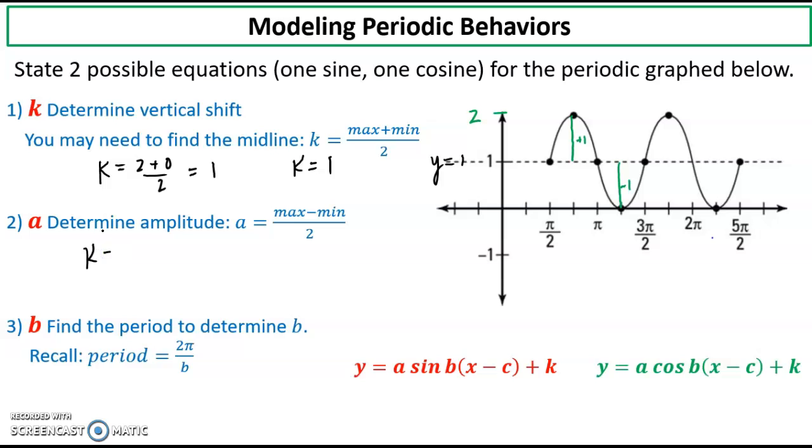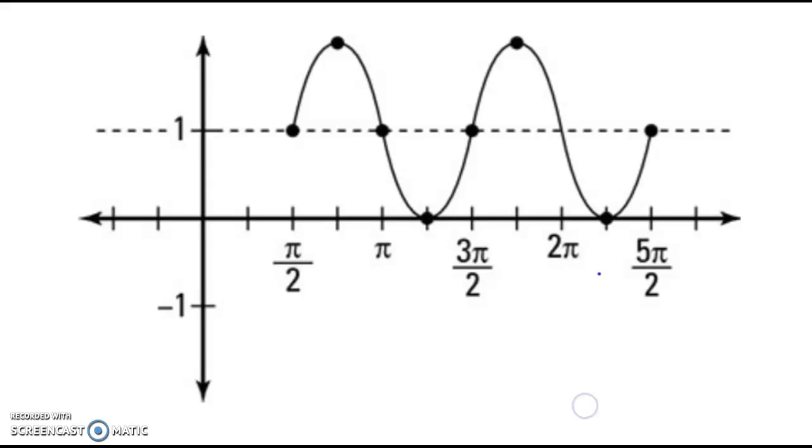Amplitude: A equals max minus min over 2. So my A value is 1. That verifies what I wrote here, right? My height from my midline to my max or my min is 1 unit. Now, if you notice the scale, I'll just come over here. My x-axis, it's still increments of pi over 4.